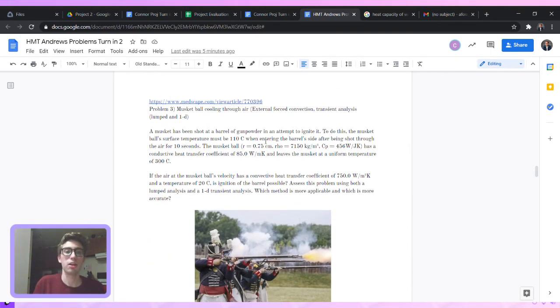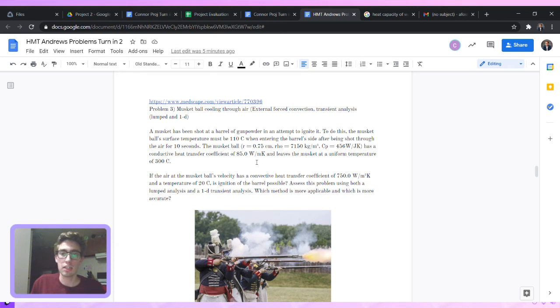My third and last problem deals with a musket ball cooling through the air as it's being shot at a barrel of gunpowder in an attempt to ignite it. The musket ball's surface temperature must be 110 degrees Celsius when entering the side of the barrel after being shot in the air for 10 seconds.